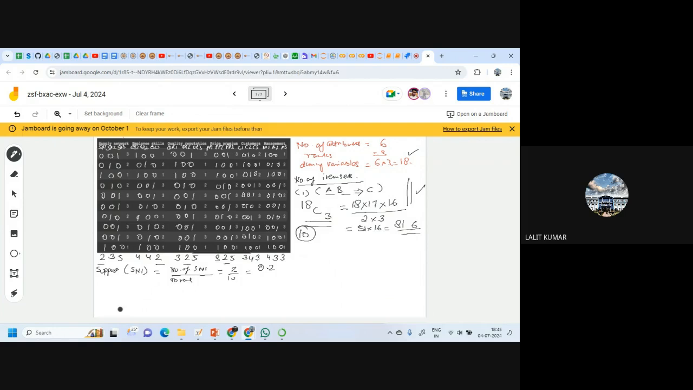Now, if its support is 0.2, then in future, wherever you associate this variable, it will not exceed 0.2. So straight away, we can cut this.